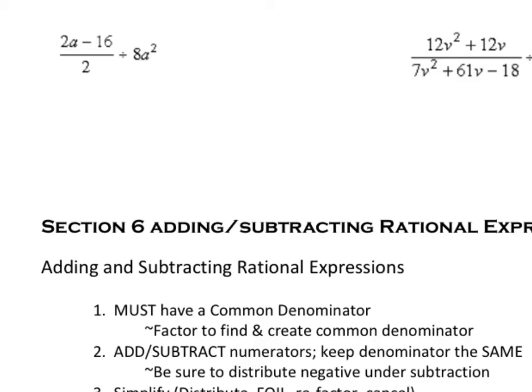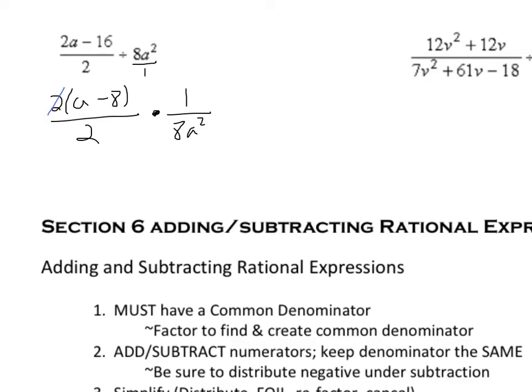Now this is actually 8a squared over 1. So I'm going to take the first fraction and simplify that top numerator, and I see that a 2 goes into both, so I get a 2 times a minus 8 in parentheses. I'm going to change the division to multiplication, which means I have to make the second fraction a reciprocal. Now I see if I can cancel anything out.